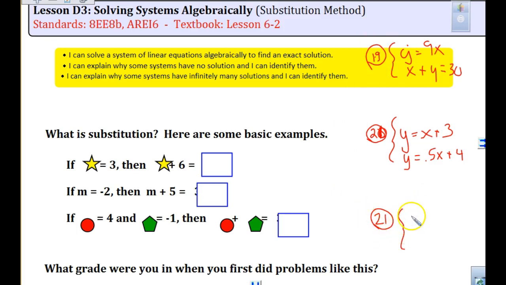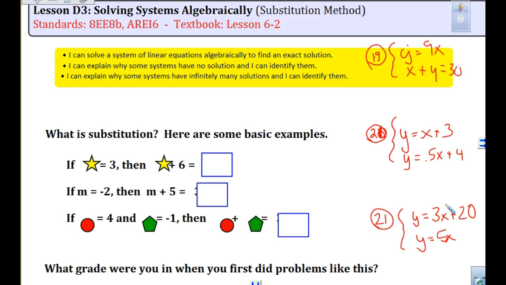Georgia, what do you have? Did you find it, Noah? No? Georgia, what do you have? Y equals 3x plus 20. And y equals 5x. Okay? So these three equations were really good for using this method called substitution.